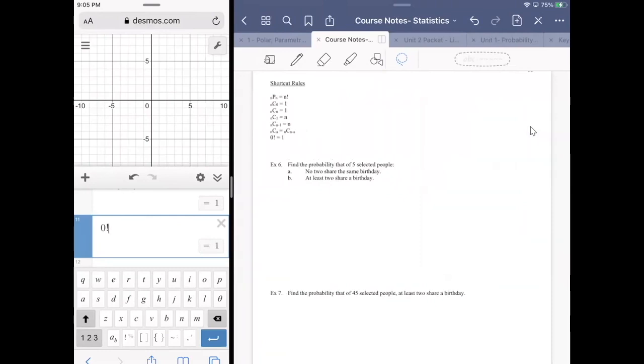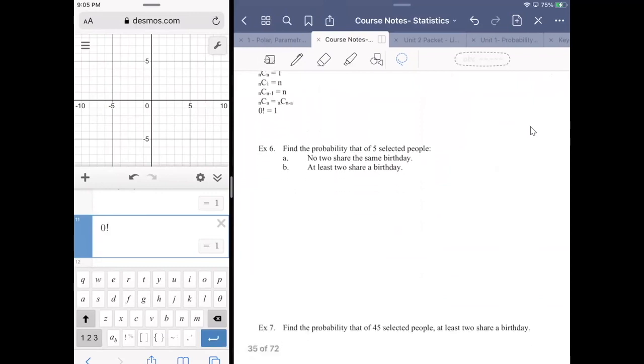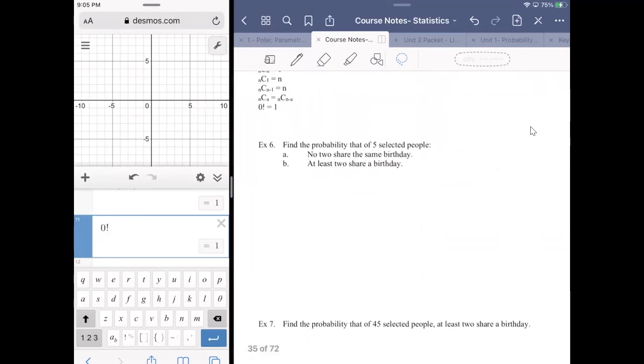May have to go a little bit further, but the shortcut rules here, they're wonderful. Like I said, you can use them, but you could also use the calculator. A good example here, you have: find the probability that of 5 selected people, because we had to tie it with probability, no 2 share the same birthday. Right? So, and again, they're asking a question. We want to interpret that in a way that makes sense for the probability.